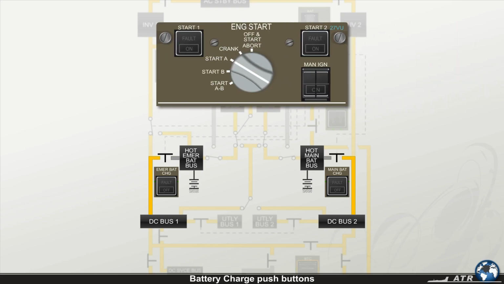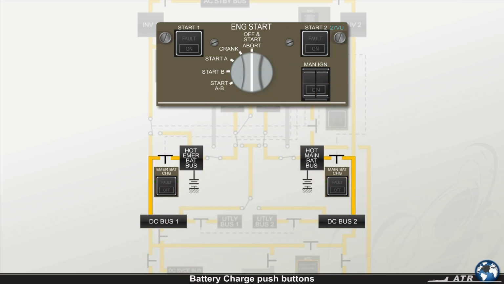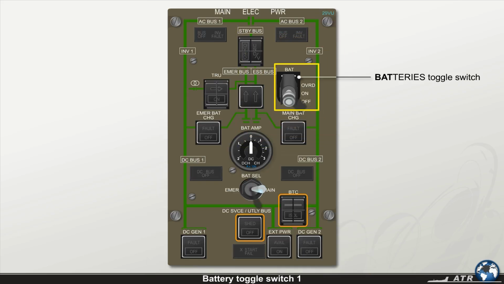The battery charge contactors are also forced open during the engine start sequence and are automatically closed again when the start rotary selector leaves either the start or the crank position. The guarded battery toggle switch on the main electrical power panel has three positions: off, on, and override, which permits you to connect the main and the emergency batteries to the DC electrical system.